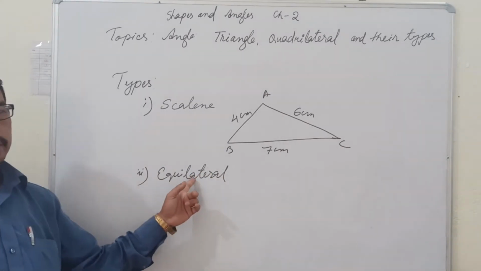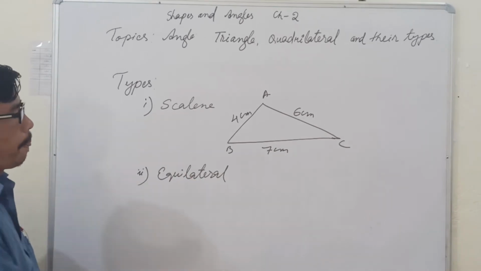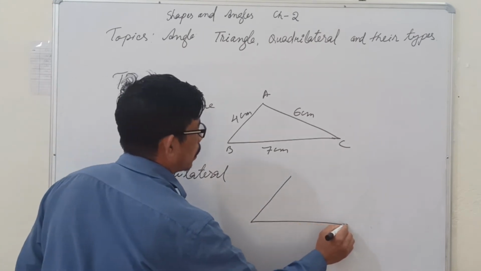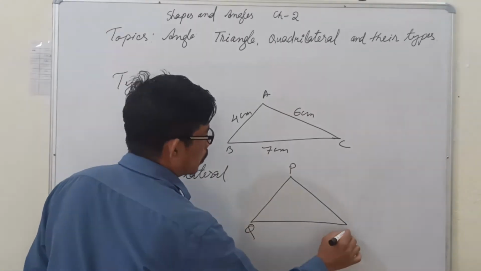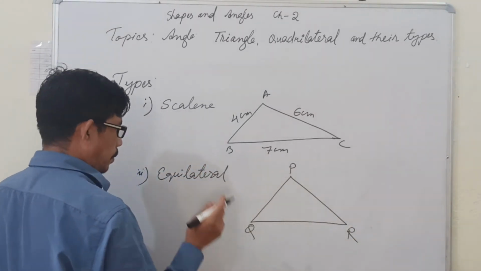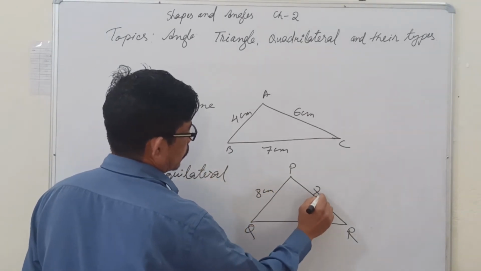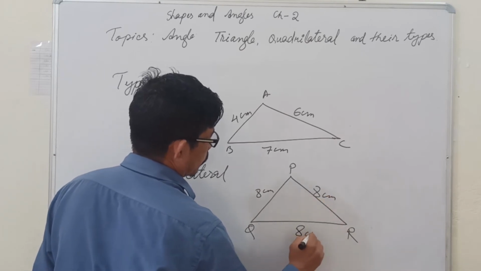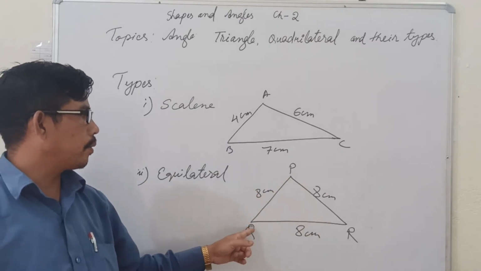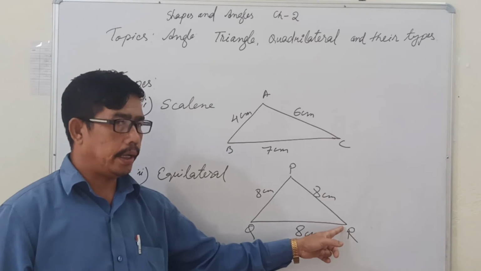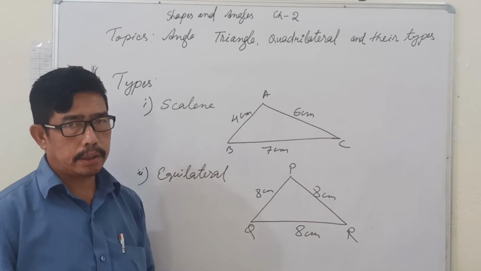Next, let's come to equilateral. An equilateral triangle means a triangle having all three sides of the same length. Here in this triangle, PQ has a length of 8 cm, QR also 8 cm, and PR also 8 cm. So such a triangle having all three sides of the same length is known as an equilateral triangle.